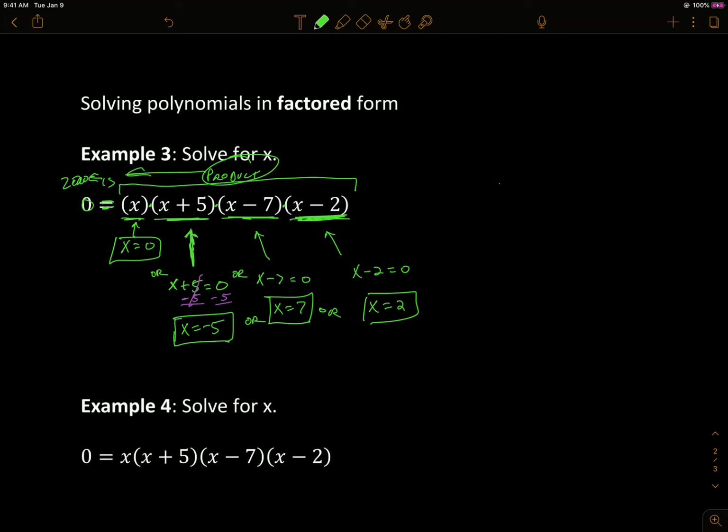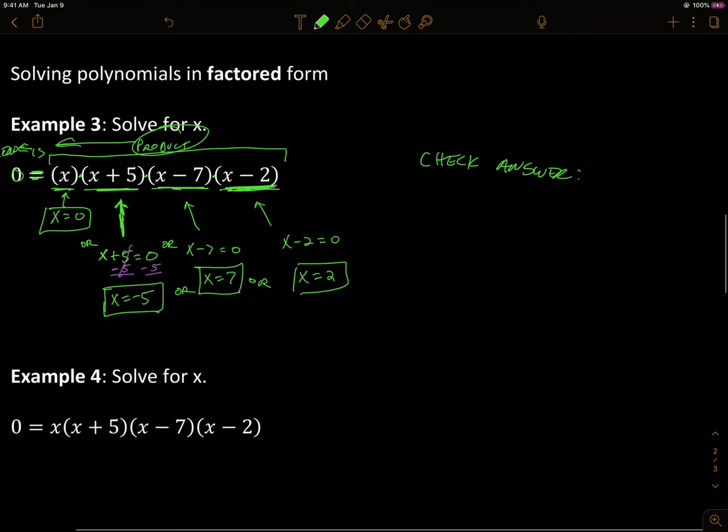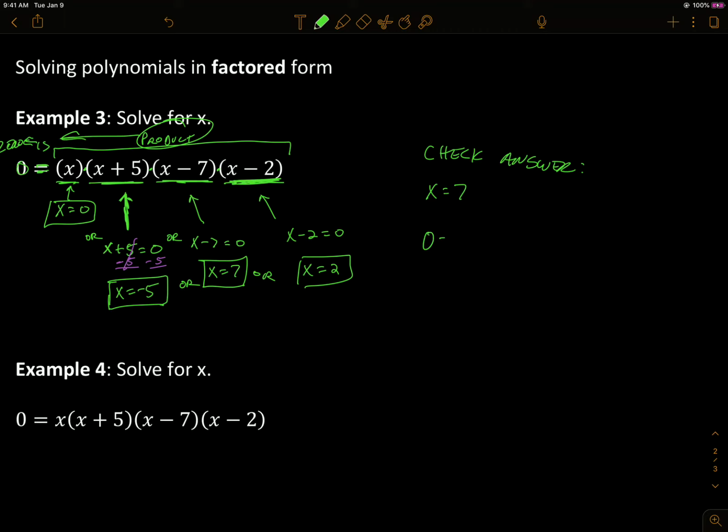I do want to take a moment to talk about checking your answer. You can't plug these in all at the same time. Some students think you can do that. Let me just look at the answer x equals 7. If I want to check just that answer, I can plug it back in for x, but I have to plug it in everywhere for x and see if it makes a true statement. So if I plug 7 in for x here, I get 7. If I plug it in here, I get 7 plus 5, which is 12. If I plug it in here, I get 7 minus 7, which is 0. That's the key one. And if I plug 7 in here, I get 7 minus 2 is 5.